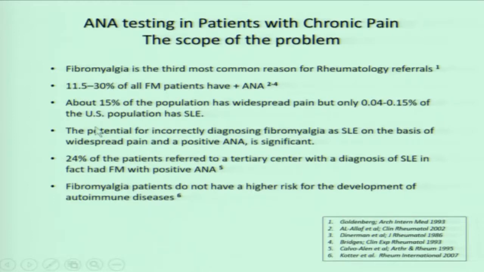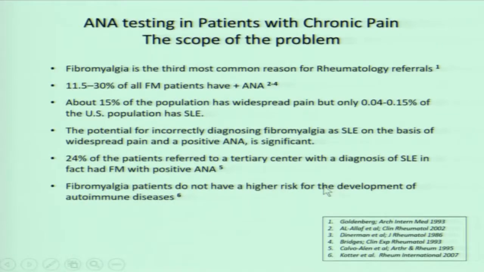About 15% of the population has widespread pain, but only about 0.1% of the population is going to have lupus at best. Therefore, you can see that the vast majority of these patients tested for ANA are not going to have lupus or any other autoimmune disease. Therefore, the chance for incorrect diagnosis of fibromyalgia as SLE is very, very significant. And in fact, an important study that was done at UAB a number of years ago showed that about 25% of the patients that are referred to a tertiary center for SLE actually had fibromyalgia with a positive ANA.